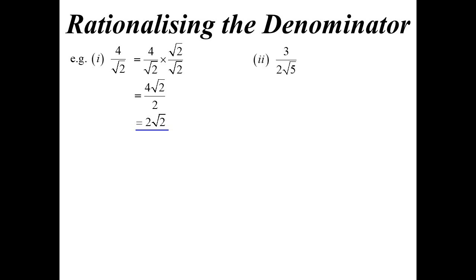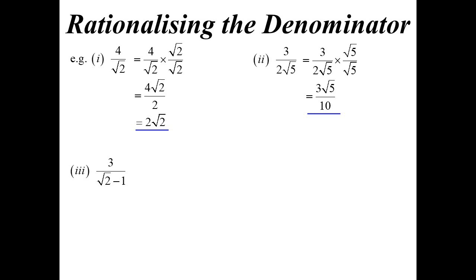3 on 2 root 5. Well, there's just a single surd there. You only have to multiply by the surd. I don't have to multiply by 2 root 5. I mean, you can. You'll still get the right answer. But it will mean that you'll end up with some cancelling later on down the track. So we have 3 root 5 on 10.